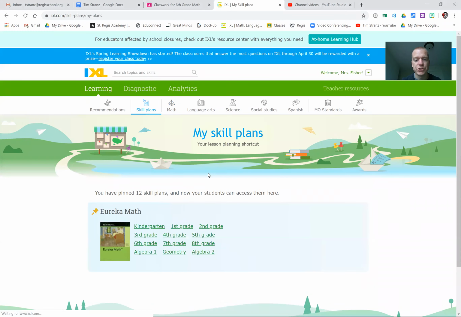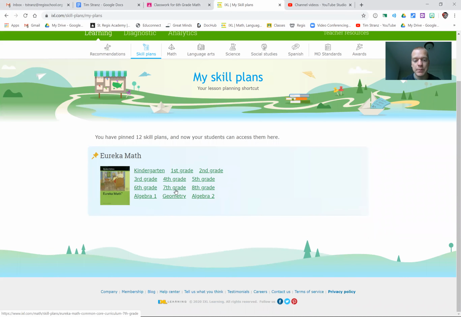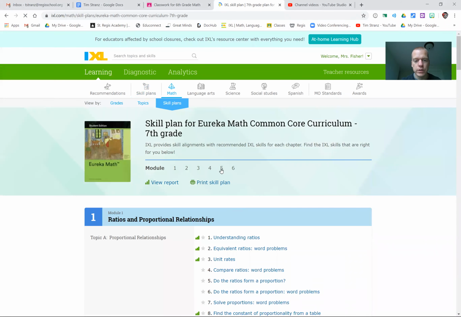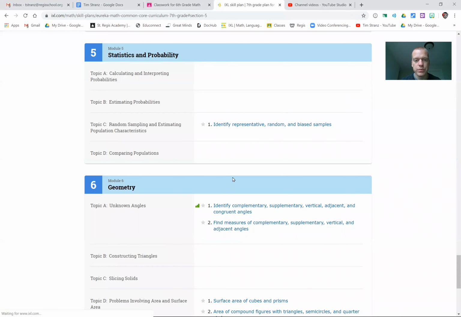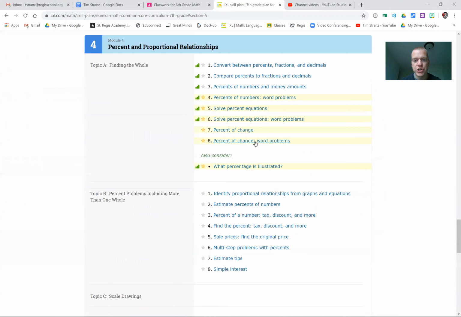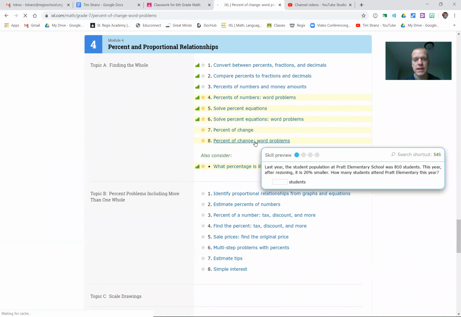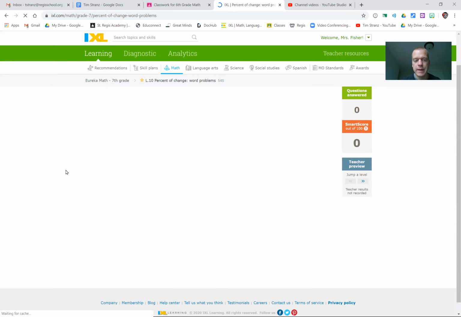I believe the next one is just word problems. So you're going to be doing the exact same thing, just going to be in word problems this time. So if we go to level 4% of change word problems, exact same thing that we just did.